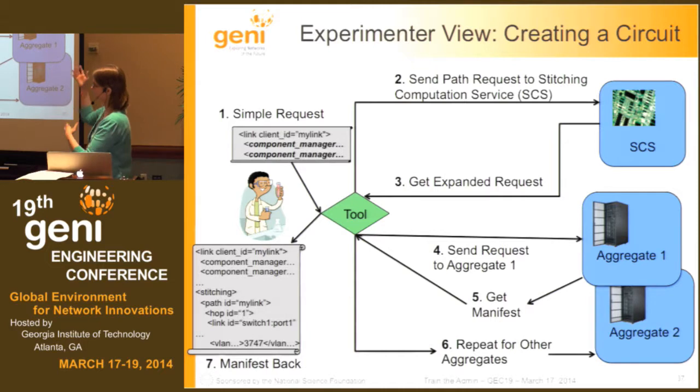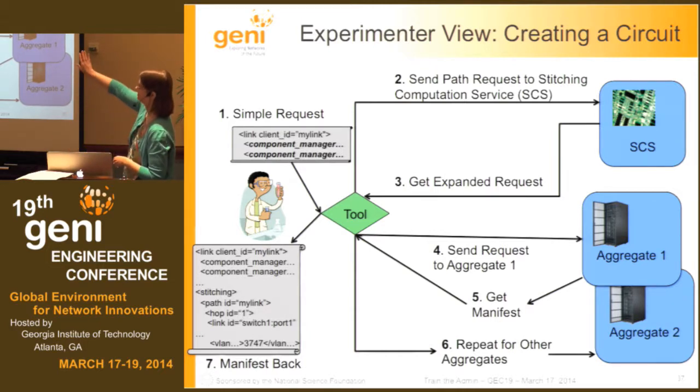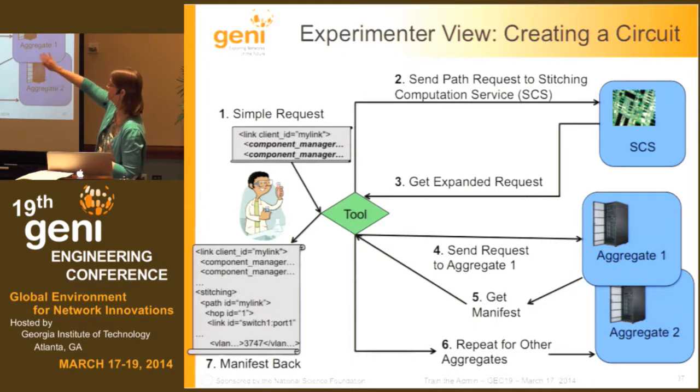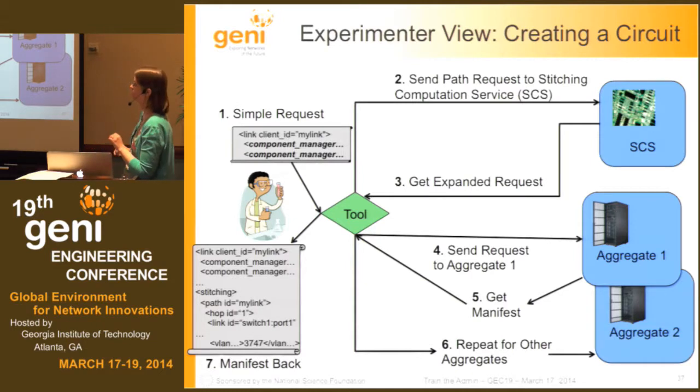Then from the experimenter's point of view, this is the dynamic piece. The experimenter's point of view is actually just steps 1 and 7, and there's a lot that happens behind the scenes. The experimenter makes a request using an RSpec that looks almost identical, but not quite, to what they would do for the single aggregate case. That goes to the stitching and computation service, which augments that RSpec and fills in some additional information. Then the tool sends it to each individual aggregate in the correct order, collects manifests, and bundles together a big manifest that contains their stitch topology.